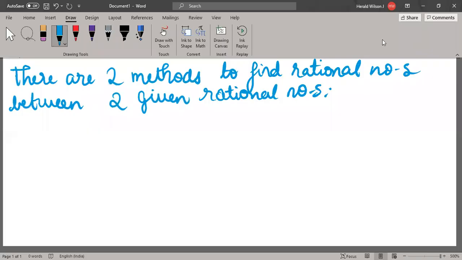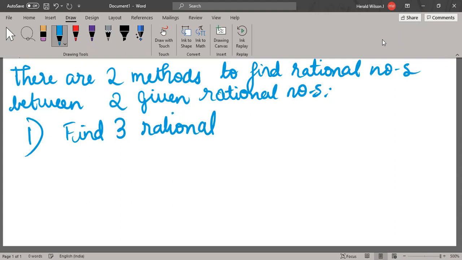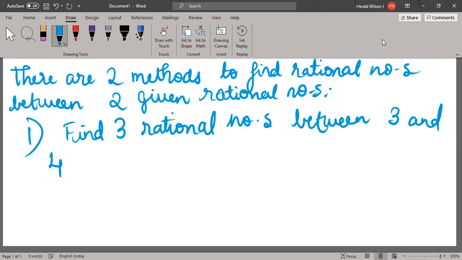So we have two methods to find rational numbers between two given rational numbers. The first method, we don't have a name for it, we just call it the first method. So let me give you a question and solve it using the first method. I think you must be knowing this method. It's a very easy one and I'm sure you've learned it before as well. So find three rational numbers between 3 and 4.